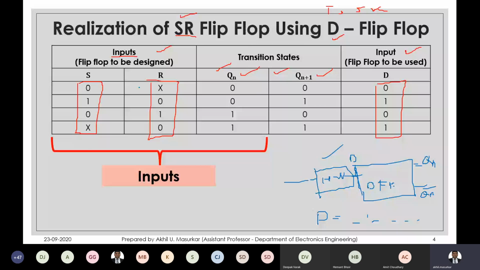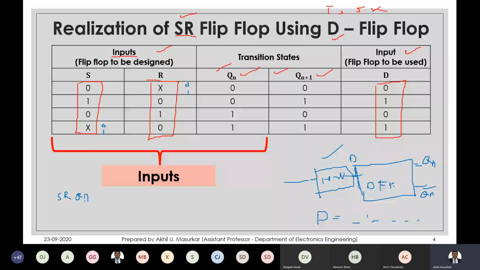So here you can see R can take two values 0 and 1, and S can take two values 0 and 1. So actually the first condition for S, R and Qn would be 0, 0, 0. The second condition would be 0, 1, 0.